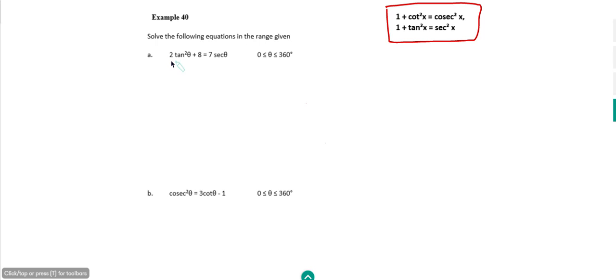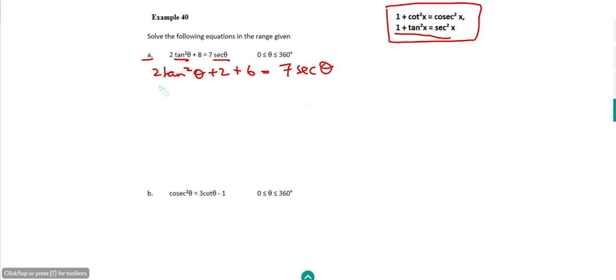Now the problem here is we've got more than one type of trig function. So the method always is to try and get it in terms of just one trig function. So I'm going to use the second of these identities for A, and I'm going to first of all try and split this first part up so that I can write it in terms of 1 plus tan squared x. So if I rewrite this as 2 tan squared theta plus 2 plus 6, I've split the 8 up into 2 and 6 there, and that equals 7 sec theta.